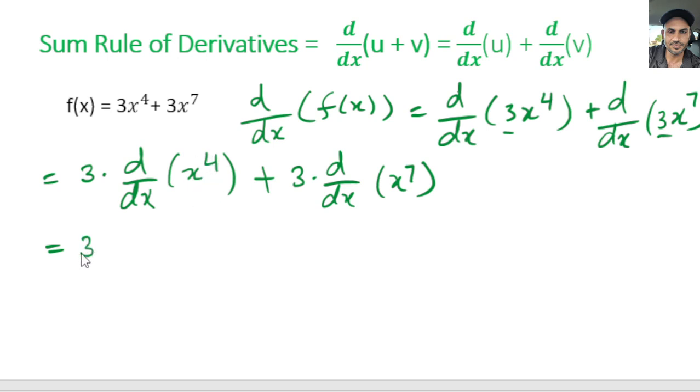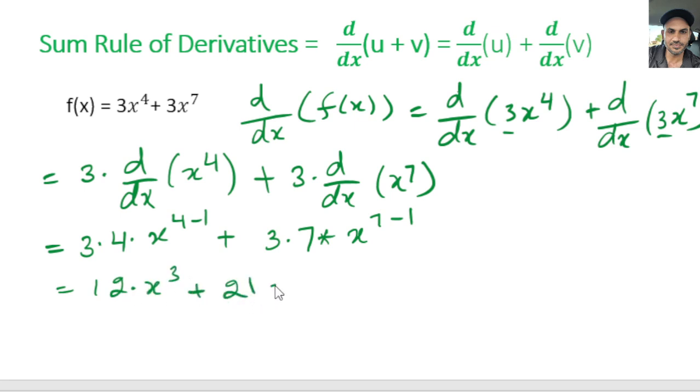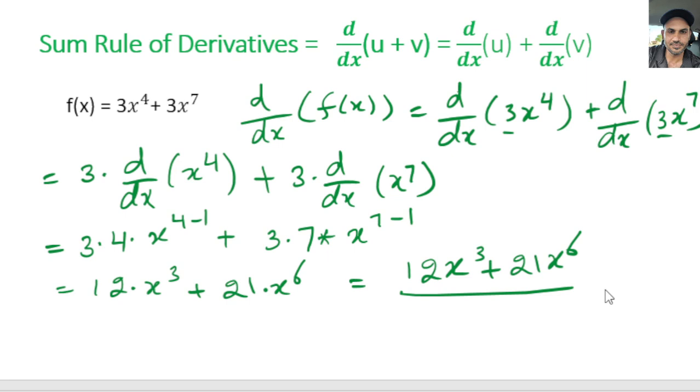So it's going to be 3 times 4 times x to the 4 minus 1 plus 3 times 7. We bring it to the front, and times x to the 7 minus 1. So here we have 12 times x to the 3 plus 21 x to the 6. And then it's 12x cubed plus 21x to the 6. So this would be our final answer. Okay, so hopefully this helps.